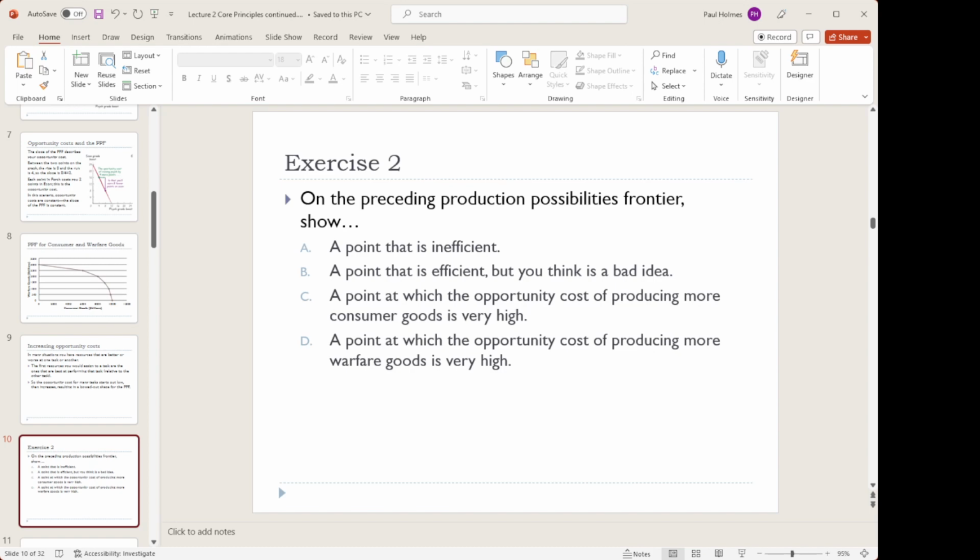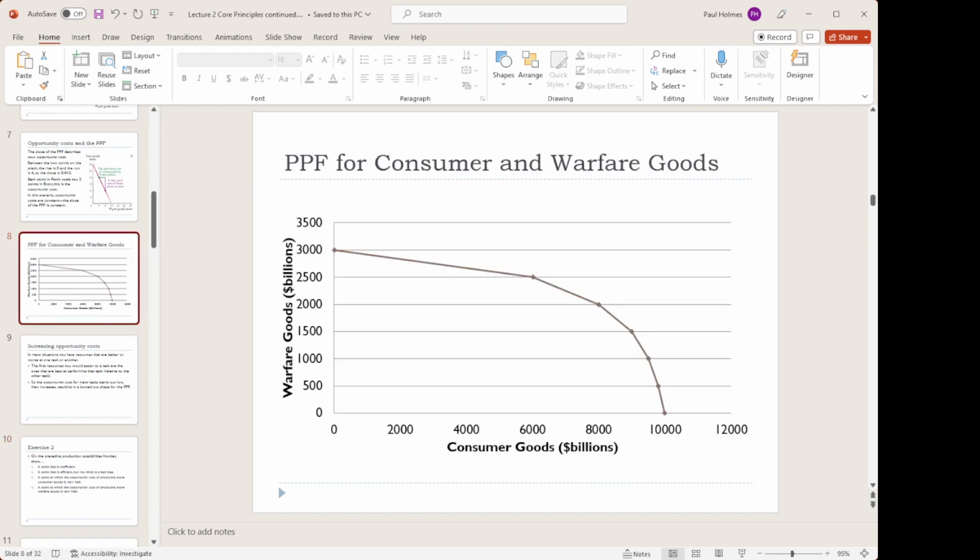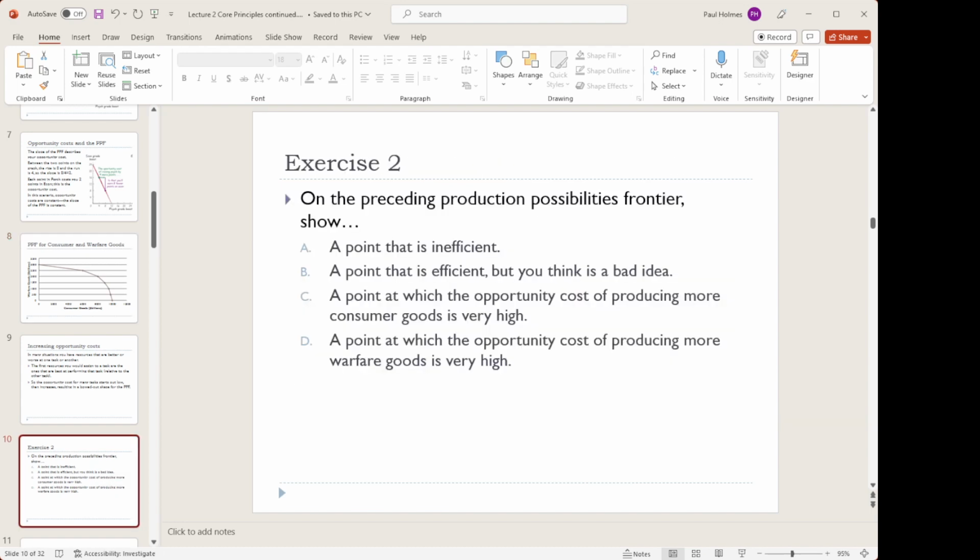B, a point that's efficient, but you don't think is a very good idea. You think is a bad choice. C, a point where the opportunity cost of producing more consumer goods is really high. And D, a point where the opportunity cost of producing more warfare goods is really high. So on that production possibilities frontier, I want you to label A, B, C, and D according to those ideas. And I'll give you a second to work on that. Go ahead and pause the video to make your choices, and then unpause when you're ready.